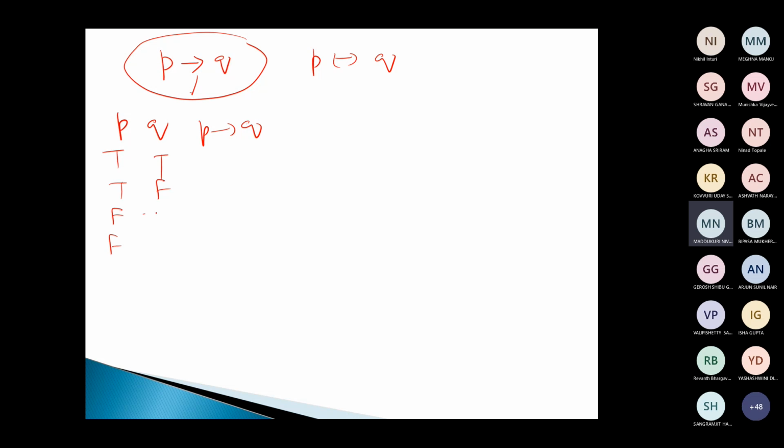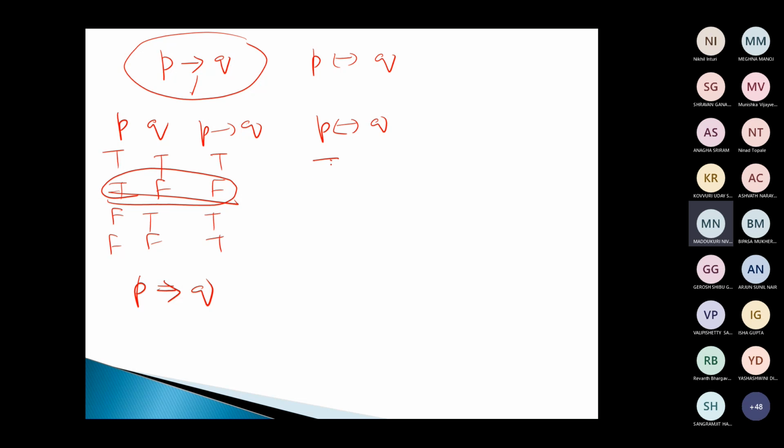Everybody please listen carefully. Suppose this case is not at all there. That means this is a tautology. Now I can say P implies Q. Whenever P is true, Q is always true. There is no such case. Right? And similarly, P biconditional Q means both P implies Q and Q implies P are there.